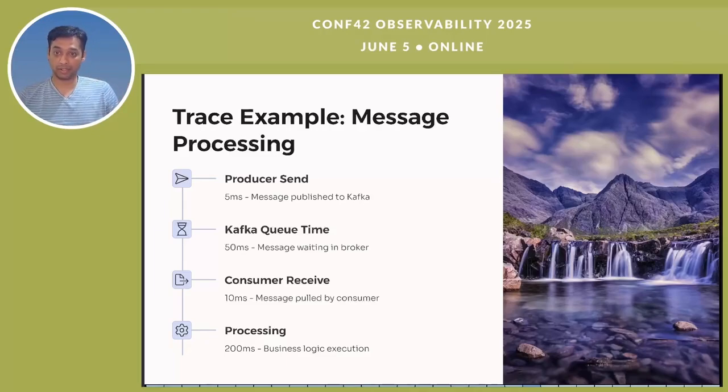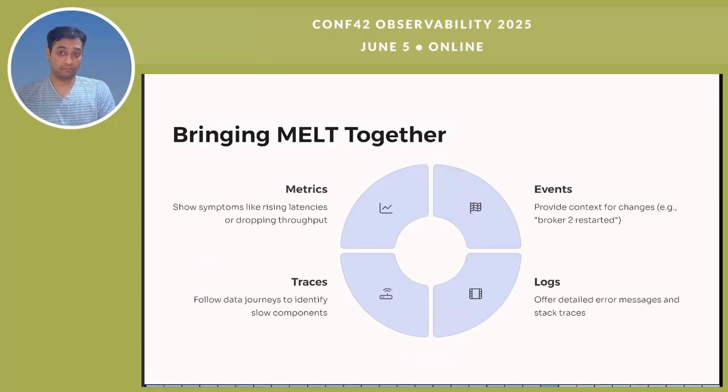And if you have some processing performance issues, that's where you look at it. So MELT, going back to the whole thing: metrics shows you symptoms, latencies, dropping latencies, replication statuses, all that stuff. Events: has my broker restarted? Has the leadership changed? Is there a partition reassignment ongoing? Is there a replication ongoing? All that stuff are events.